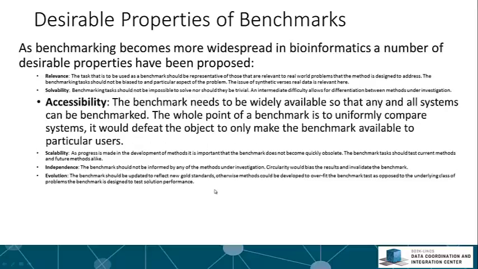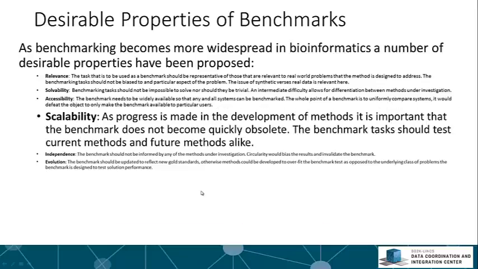Thirdly, accessibility. The benchmark test needs to be very widely available. It would defeat the object of the benchmark if it was only applied to a small set of tools or algorithms. The whole point of the benchmark test is that all tools and algorithms can be compared in a standardized, uniform manner. Fourth, scalability.